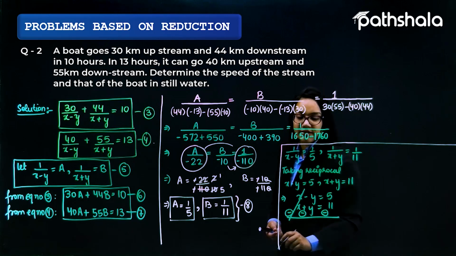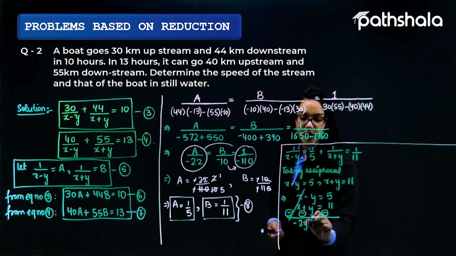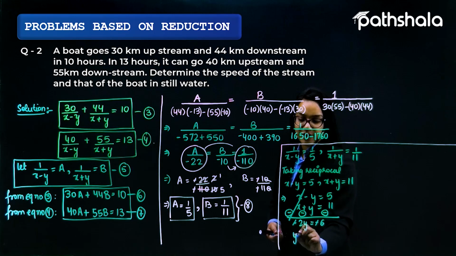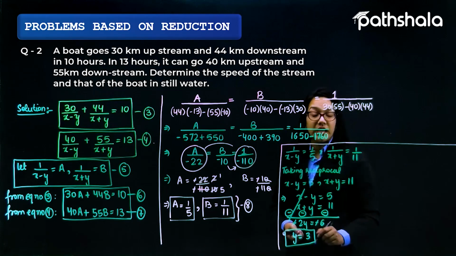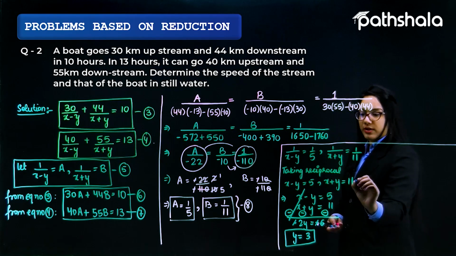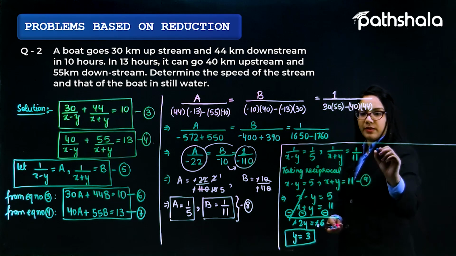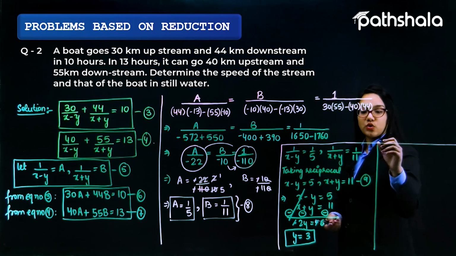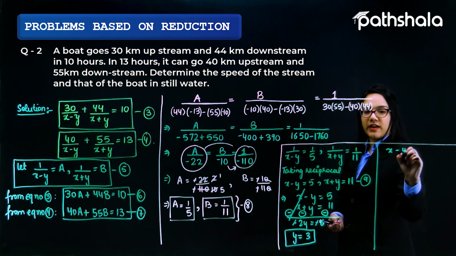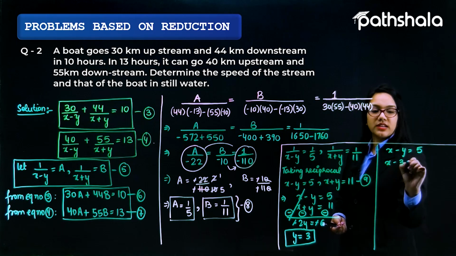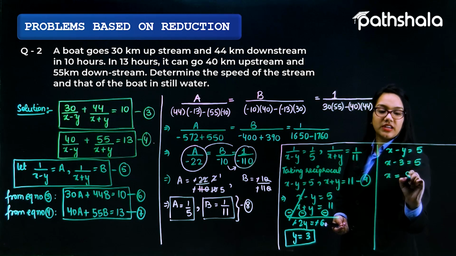X and X get cancelled with each other. We get minus 2y is equal to minus 6, negatives cancel, so y is equal to 6 by 2, that is 3. So the value of y is 3. Let's substitute y equal to 3 in any of these equations, which I am calling equation number 9. If X minus Y is equal to 5, substituting Y as 3, X minus 3 is equal to 5, means X is equal to 8.